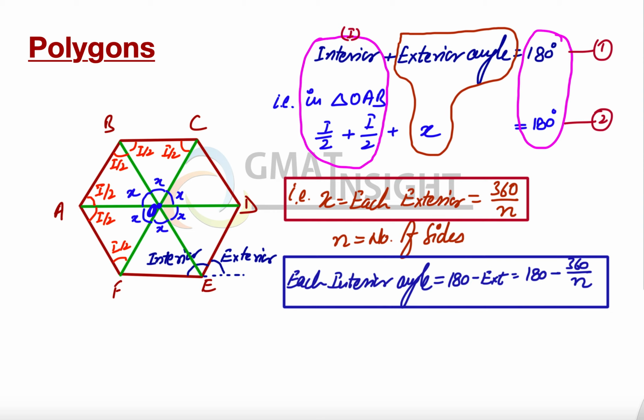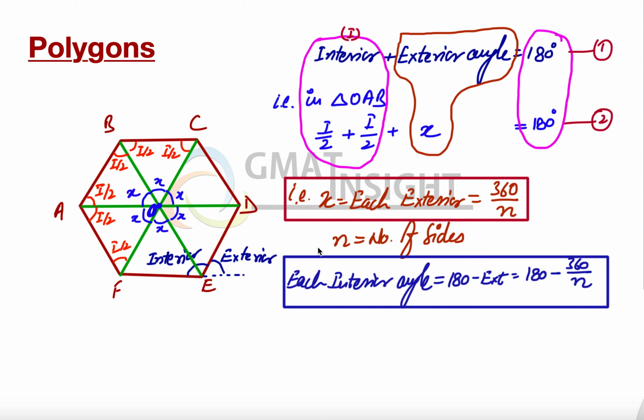Now from here we can proceed further and we can find out the sum of interior angles as well. Let's quickly look: how many interior angles do we see in the figure? One angle is at point E, one at B, one at C, one at D, one at A, one at F. That means at each vertex we have one interior angle.